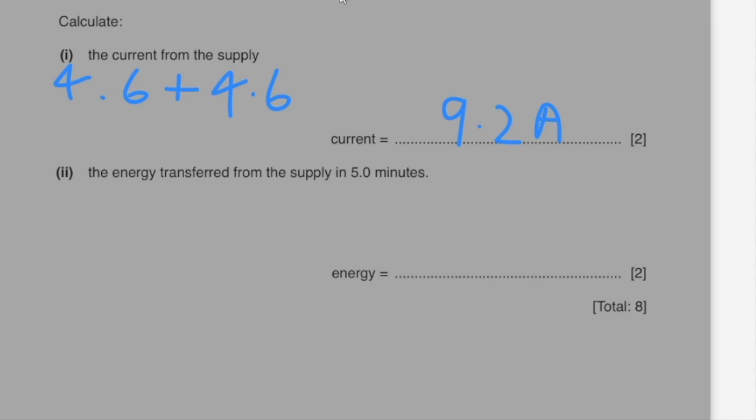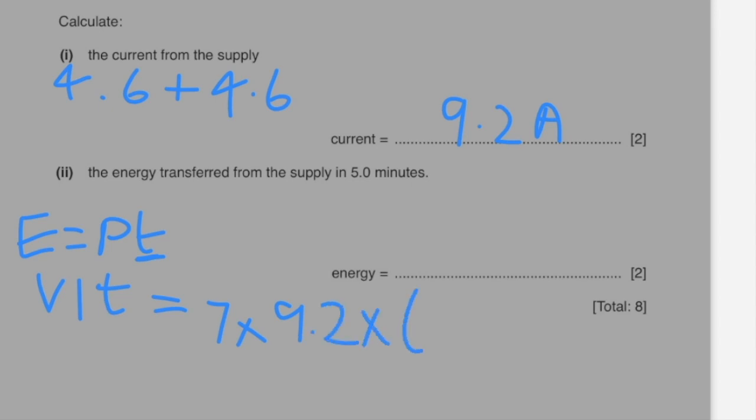Since they are connected in parallel, the current is divided between the resistor and thermistor, so we add them to calculate the total current supplied by the source. Now the energy transferred from the supply in 5 minutes. Energy is equal to power multiplied by time, and power is voltage multiplied by current. So energy is 7 multiplied by current of source multiplied by time. I'll convert 5 minutes into seconds by multiplying by 60, and that is equal to 19,000 joules.